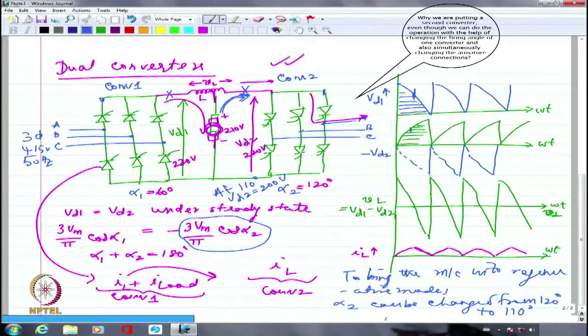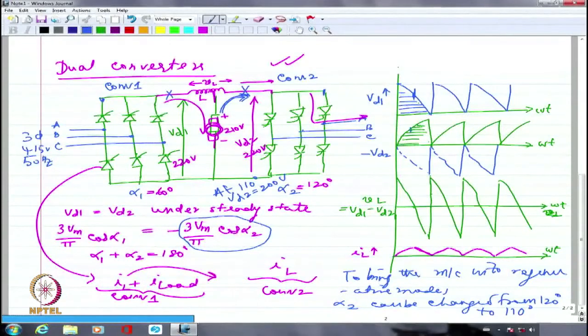No, not only alpha. When I am changing alpha 2 to 110, alpha 1 should have also changed correspondingly to 70. No doubt. Both would change. I will not change only one alpha at a time. If I do that, my DC link is gone. I can't do that. I don't know whether I have answered your question. Was that your question?